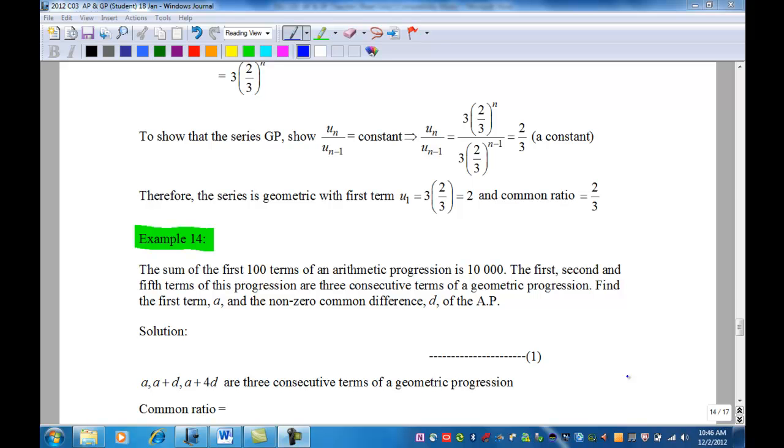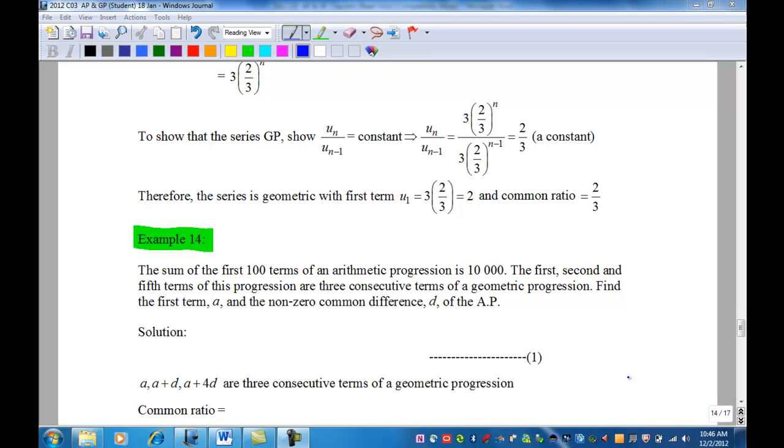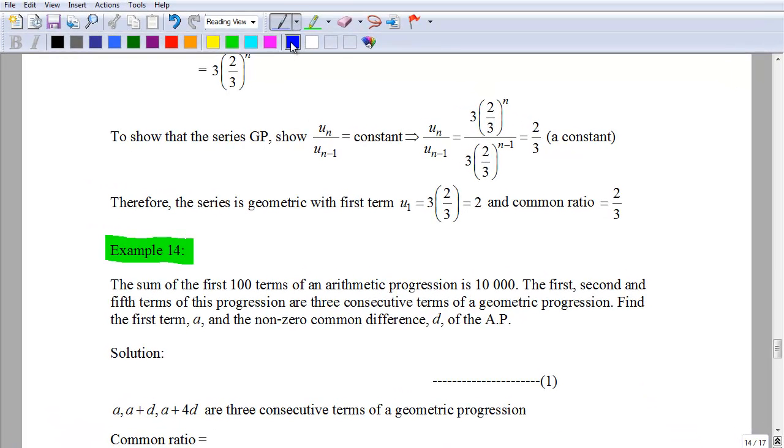In example 14, the phrasing of the sentences in the question is getting rather complex. In such a question with complex sentence structures, we need to analyze each sentence carefully and extract the maximum mathematical information to solve our problem. Let's analyze the very first statement.